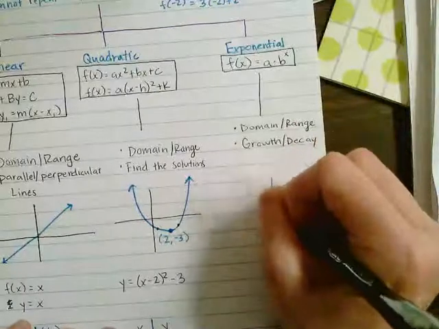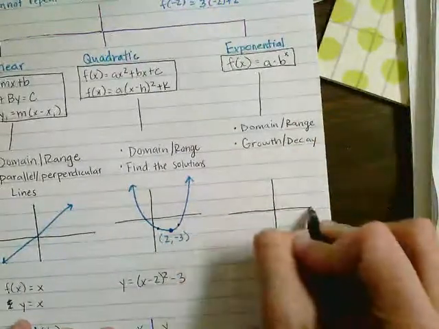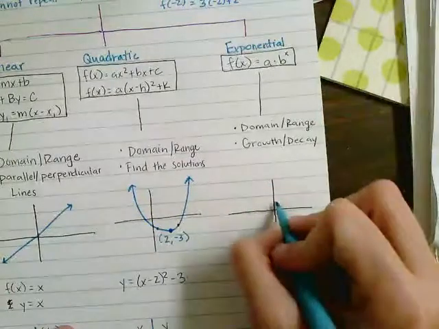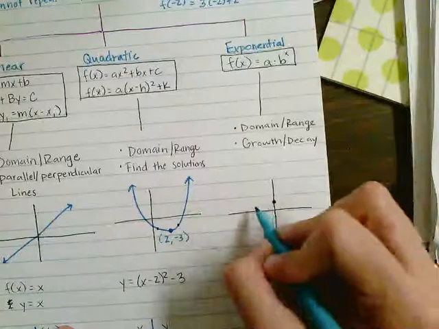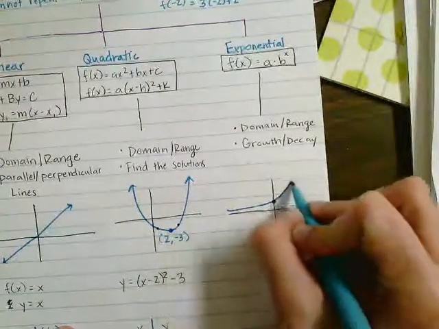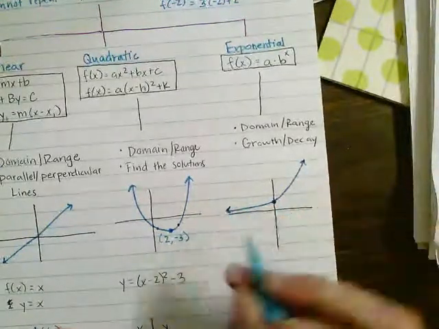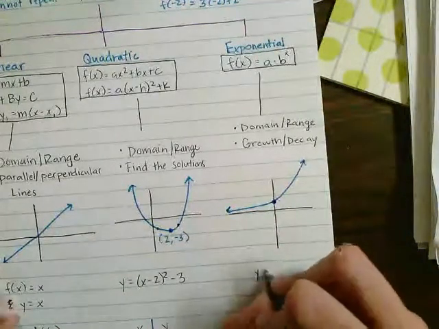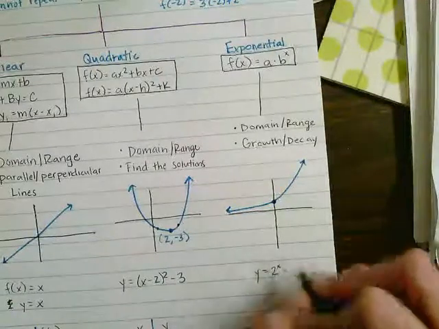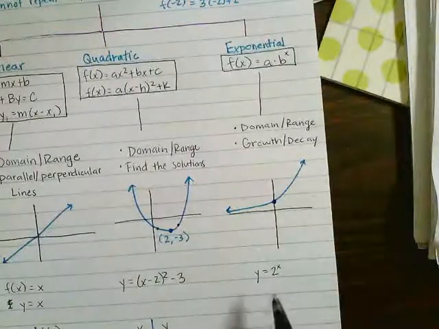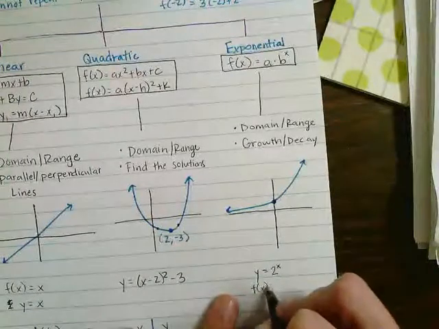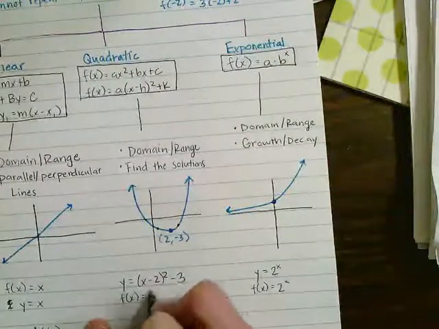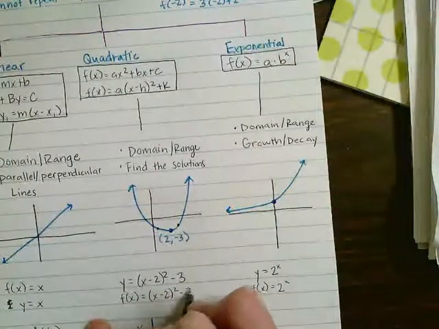So let's look at the graph of this. We've got our point right here. Okay, so this actually is the function y equals 2 raised to the x power. Or you could also see it as f of x equals 2 to the x power, and same thing here, f of x equals (x minus 2) squared minus 3.